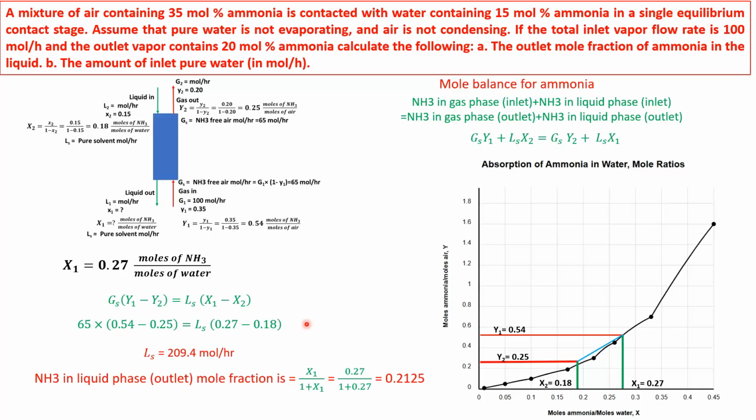Now for NH3 in the liquid phase, the outlet mole fraction, as we know the X1 molar ratio, we can easily calculate the mole fraction as X1 by 1 plus X1. So 0.27 by 1 plus 0.27, that is 0.2125, the mole fraction. So the outlet mole fraction of ammonia in the liquid is the answer to A, and this is the pure water flow rate, which is the answer to B. That's it. Thank you.